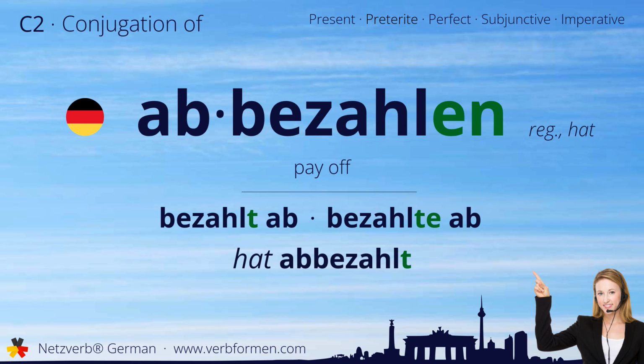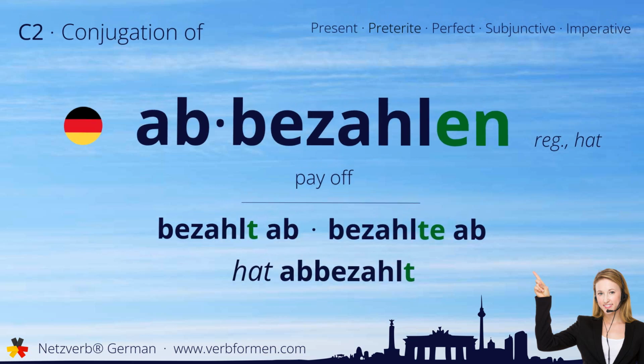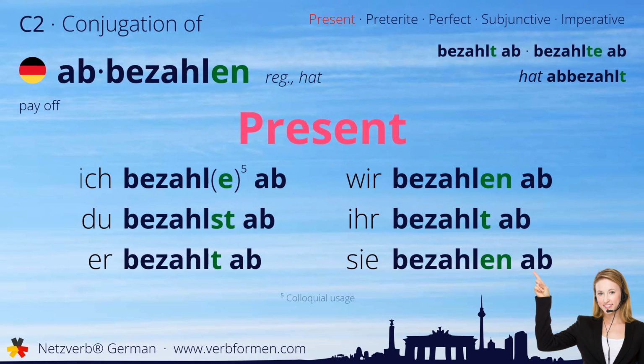Now let's move on to the tenses. First, we'll take a look at the present tense. Ich bezahle ab. Du bezahlst ab. Er bezahlt ab. Wir bezahlen ab. Ihr bezahlt ab. Sie bezahlen ab.